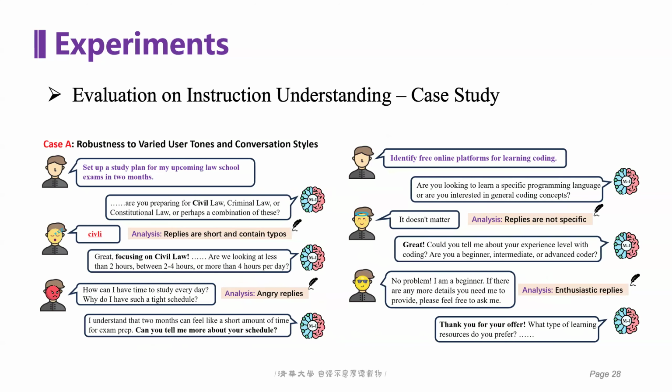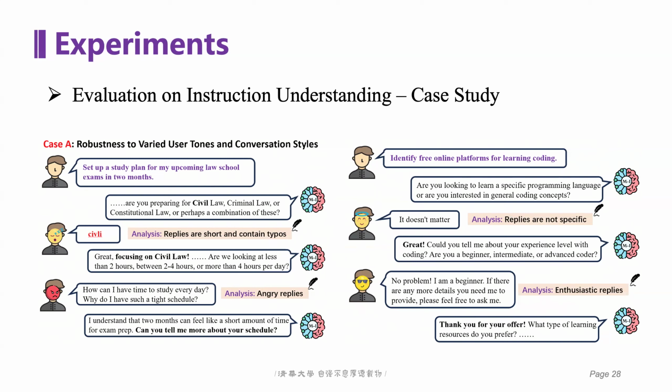Okay, so here are some cases we present through our Mistral Interact model. Here, on the left, the user asks to set up a study plan for my upcoming law school exam. We can see in the analysis that even though there are some misspellings, our agent can still tackle it. And even though there are some angry replies, our model can robustly solve this kind of thing, in a very polite and robust way.